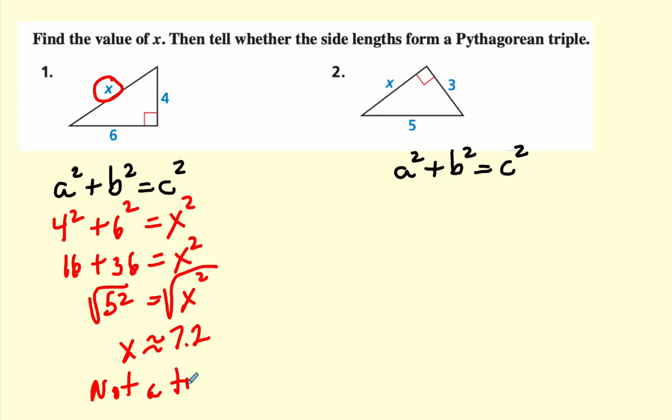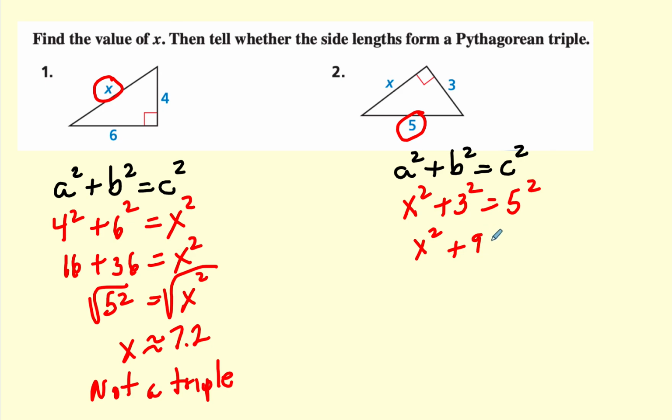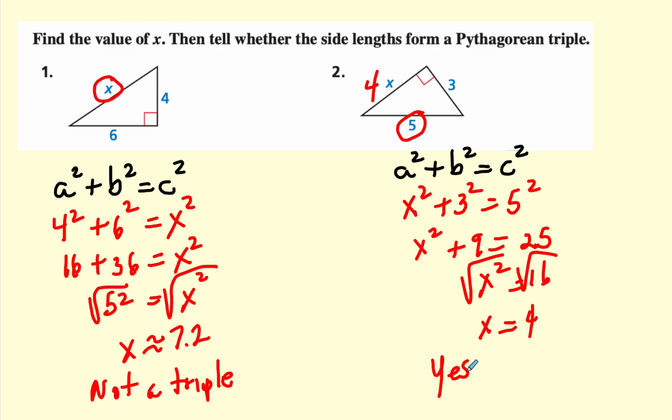Triples are always three numbers that are integers. Okay, let's try this one. Now I notice that 5 is the hypotenuse, so I'll write x squared plus 3 squared is equal to 5 squared. x squared plus 9 is equal to 25. x squared is equal to 16. I'm going to take the square root of both sides, and x will be equal to 4. Notice that this side is an integer. So yes, this is a triple. Triples are only three numbers, and they all have to be integers.